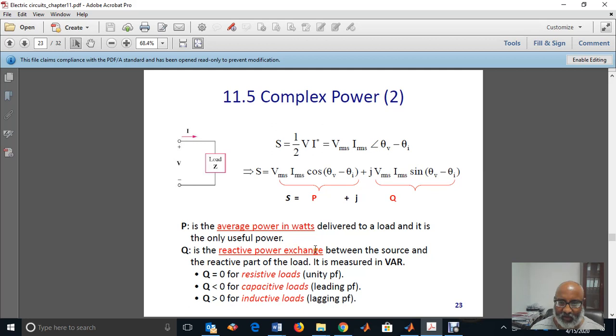Q is the reactive power exchange between the source and the reactive part of the load. It is measured in volt ampere reactive. Q is equal to 0 for a resistive type of loads, which means the power factor is unity in this case. Q is less than 0 for a capacitive type of loads, and we have leading power factor, and Q greater than 0 for inductive type of loads, lagging power factor.